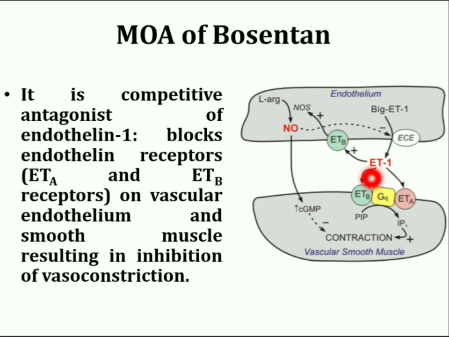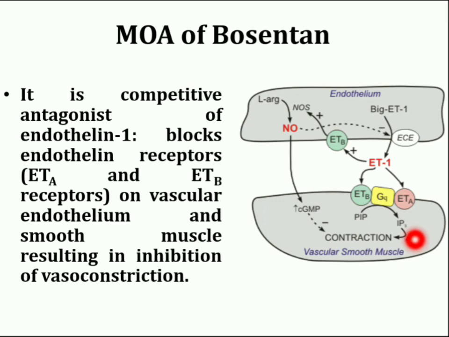Endothelin-1 is a 21 amino acid peptide that is produced by the vascular endothelium. It is a very potent vasoconstrictor that binds to smooth muscle endothelin receptors, of which there are two subtypes, ETA and ETB receptors. These receptors are coupled to Gq protein and receptor activation leads to the formation of IP3, which causes the release of calcium by the sarcoplasmic reticulum and increases smooth muscle contraction and vasoconstriction.